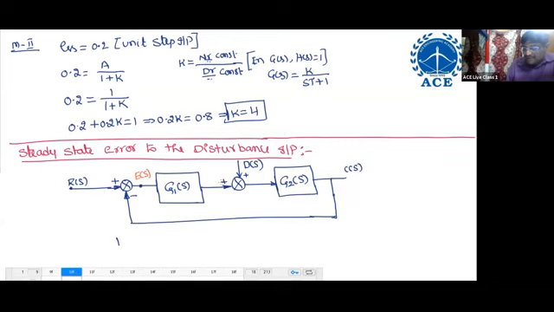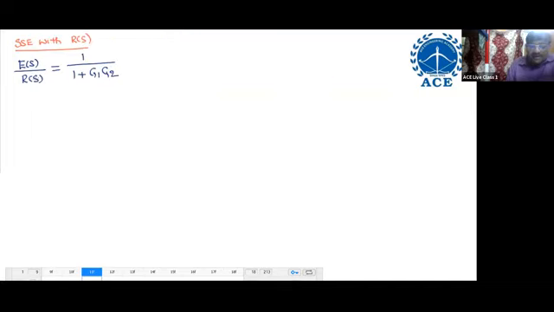What is the loop gain? G1, G2, minus. Opposite sign means plus G1, G2. So the numerator is 1, the forward path gain is 1, so 1 by the opposite sign of loop gain, that is 1 plus G1, G2. So this is not C of S by R of S I am writing, it is E of S by R of S.